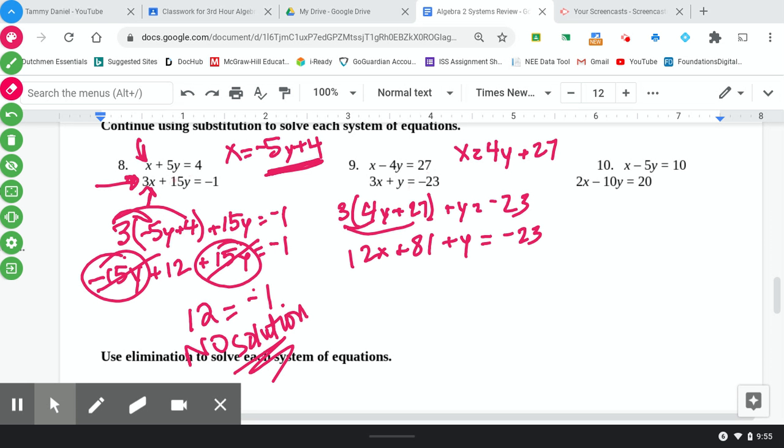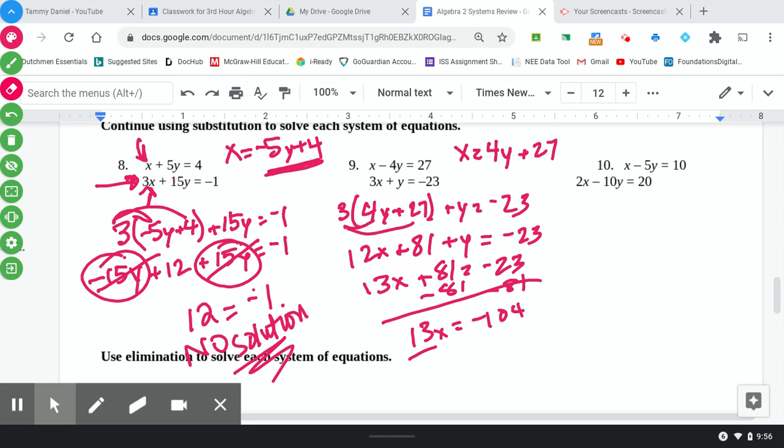So we distribute our 3, and we get 12y plus 81 plus y equals negative 23. We're going to add like terms and end up with 13y plus 81 equals negative 23. We subtract 81 from both sides. So, we have 13y equals negative 104. And when we divide by 13, we get y is negative 8.